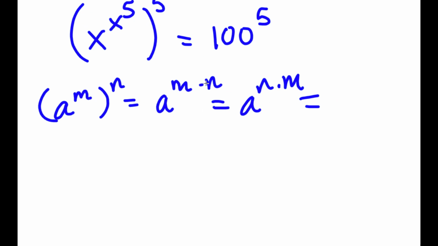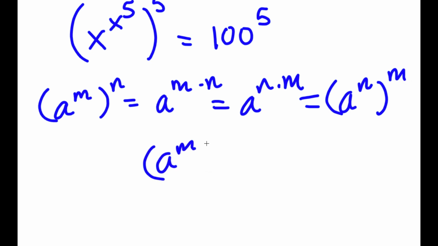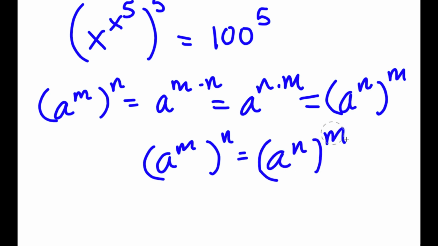Now, if a to the power of m times n is equal to a to the power of m to the power of n, then this means that a to the power of n times m, this must equal a to the power of n to the power of m. And because all of these are equal to each other, this means that a to the power of m to the power of n is equal to a to the power of n to the power of m.